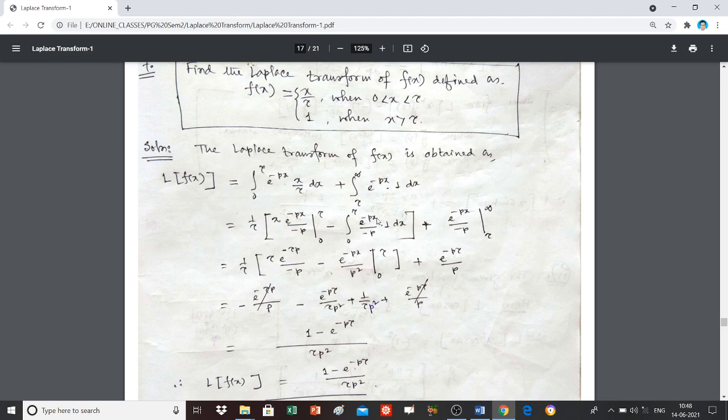Then this p and the initial p will give you p square, and this negative sign is here actually, so 0 to tau, then plus e to the power, here you use the value. If you use the upper limit, that is infinity, this will give you 0 result, and then for the lower limit another minus, and this minus will give you a plus sign, then e to the minus p tau by p.